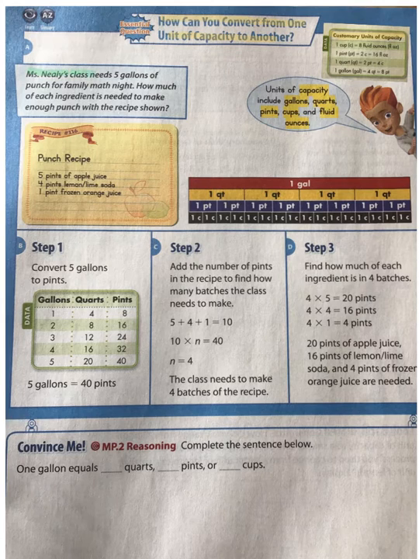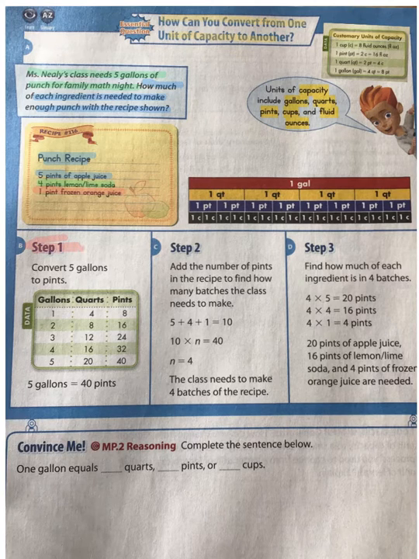Miss Nellie's class needs 5 gallons of punch for a family math night. We need to know how much of each ingredient is needed to make enough punch with the recipe shown. And with our punch recipe, we have 5 pints of apple juice, 4 pints of lemon lime soda, and 1 pint of frozen orange juice.